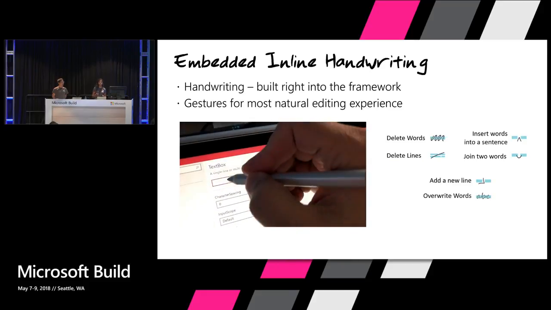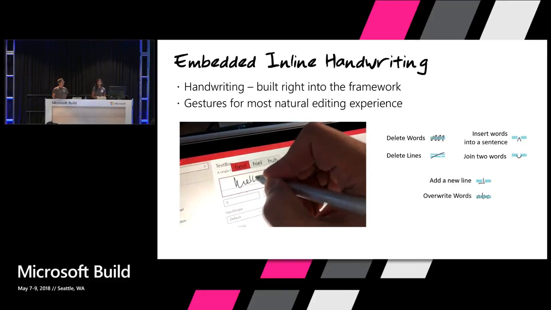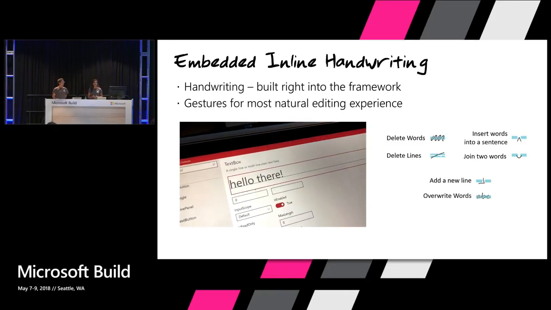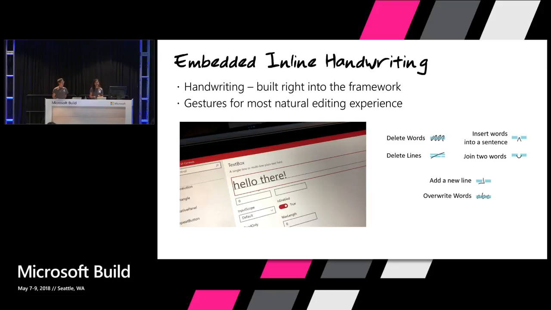Our solution was the embedded handwriting experience, offered for free in all of those XAML text boxes you just saw, and built right into the framework. This allows you to continue naturally using your pen, rather than having to switch to the soft keyboard. We even have a multi-line experience, as Ibo was showing you, so you can continue writing just as you would on a sheet of paper. We have gestures for the most natural editing experience that you can see here, so you can use them the same way across the entire Windows ecosystem. All of this is offered to you for free, and it's an entire experience for your app to consume.